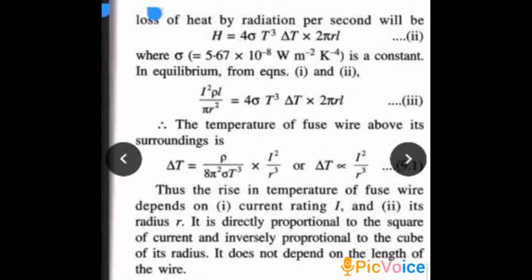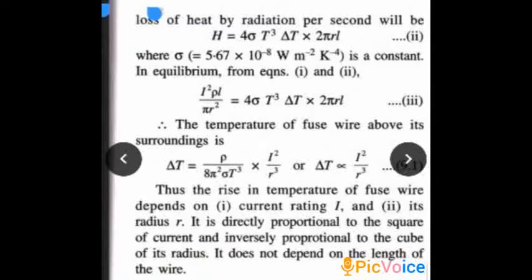Now going further, the loss of heat by radiation per second is given by this. H is equal to 4 sigma T cube delta T into 2 pi rL. You don't have the derivation of this equation. It is in the 11th and 12th standard, and this is a new addition they have done in this book. Just remember this expression, that loss of heat by radiation is given as this.